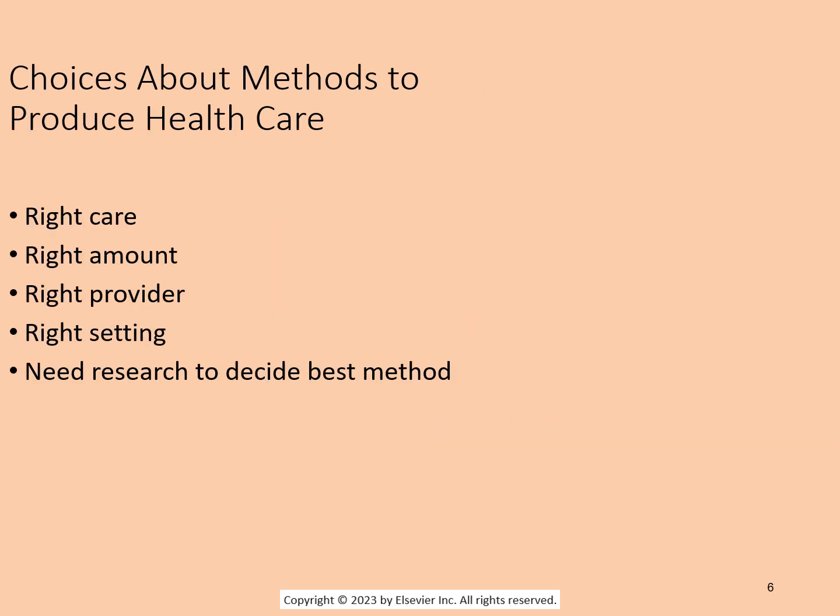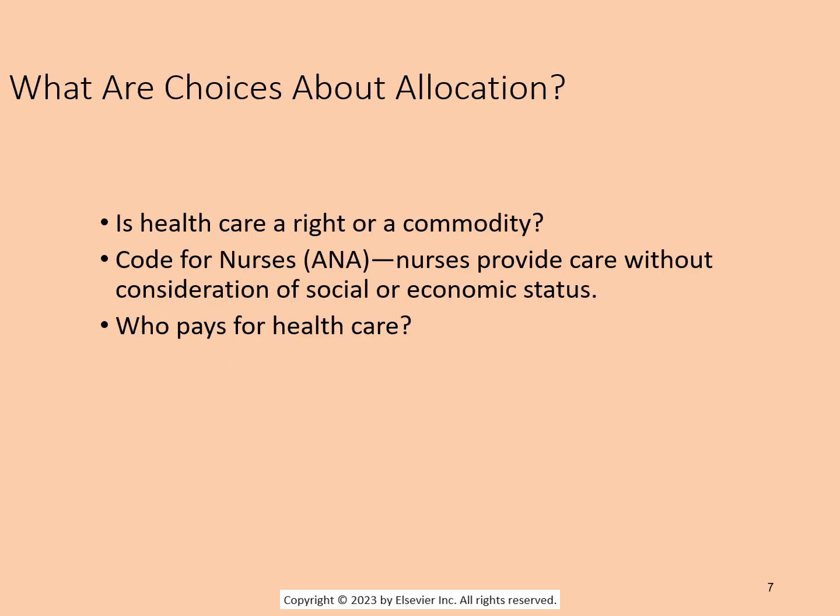Also, when we look at making choices about methods to produce healthcare, we look at the right care, the right amount of care, the right provider, the right setting, and whether there is a need for research to decide the best method. As we talk about the right provider, a client wouldn't be referred to a general practitioner if they had kidney failure, so they need to be seen by a nephrologist.